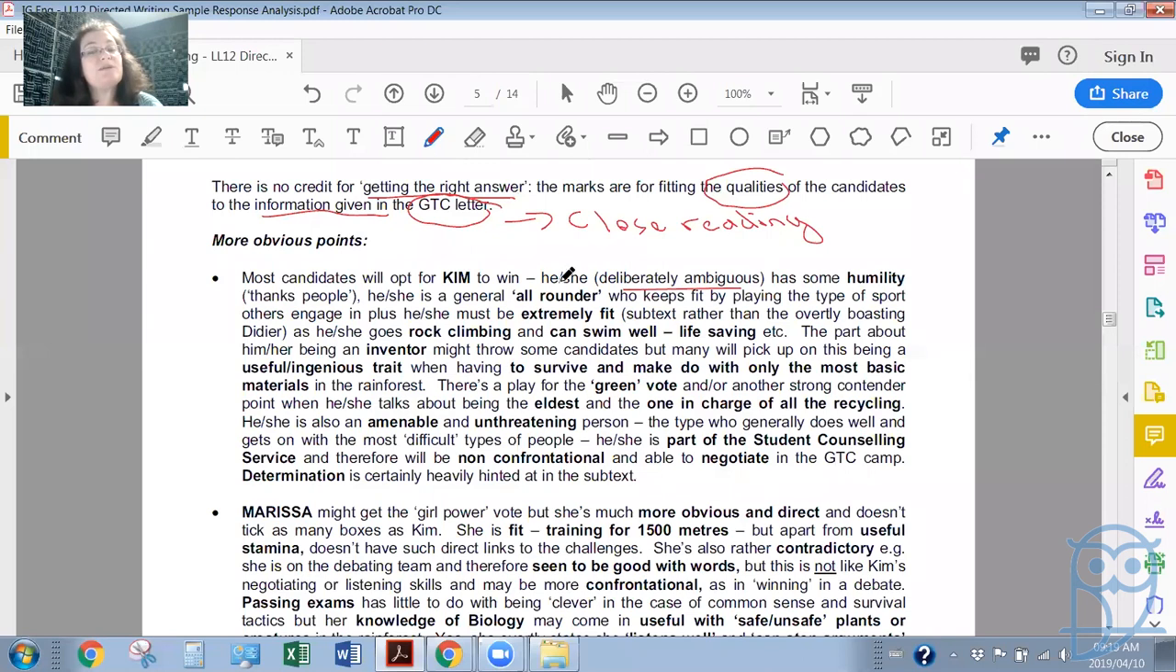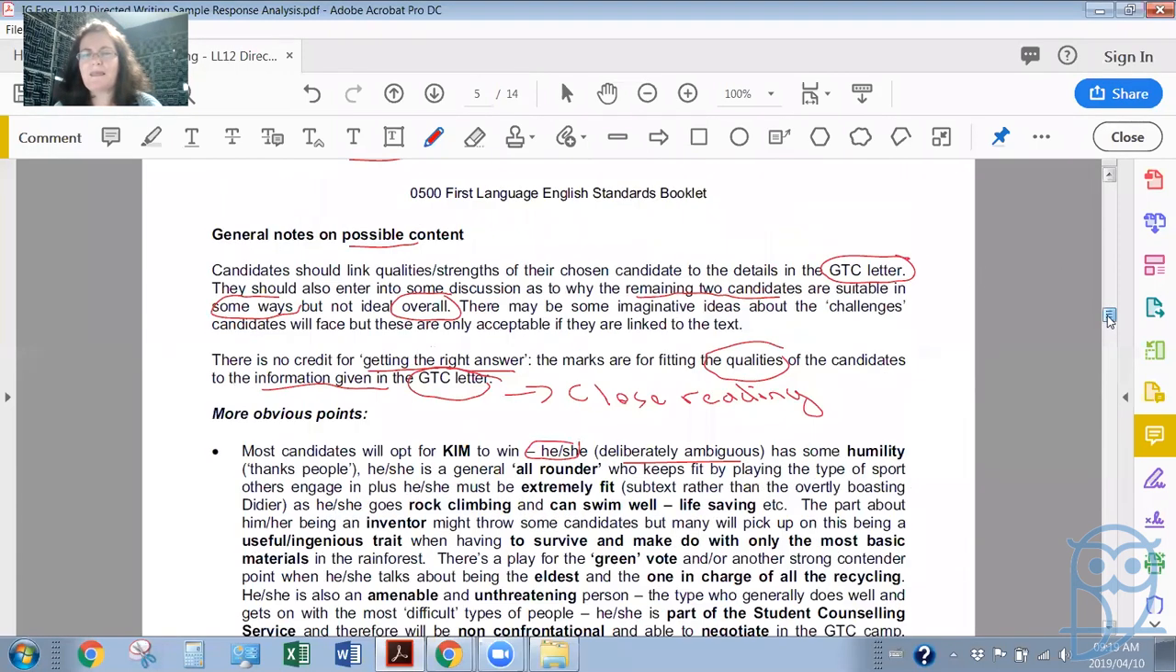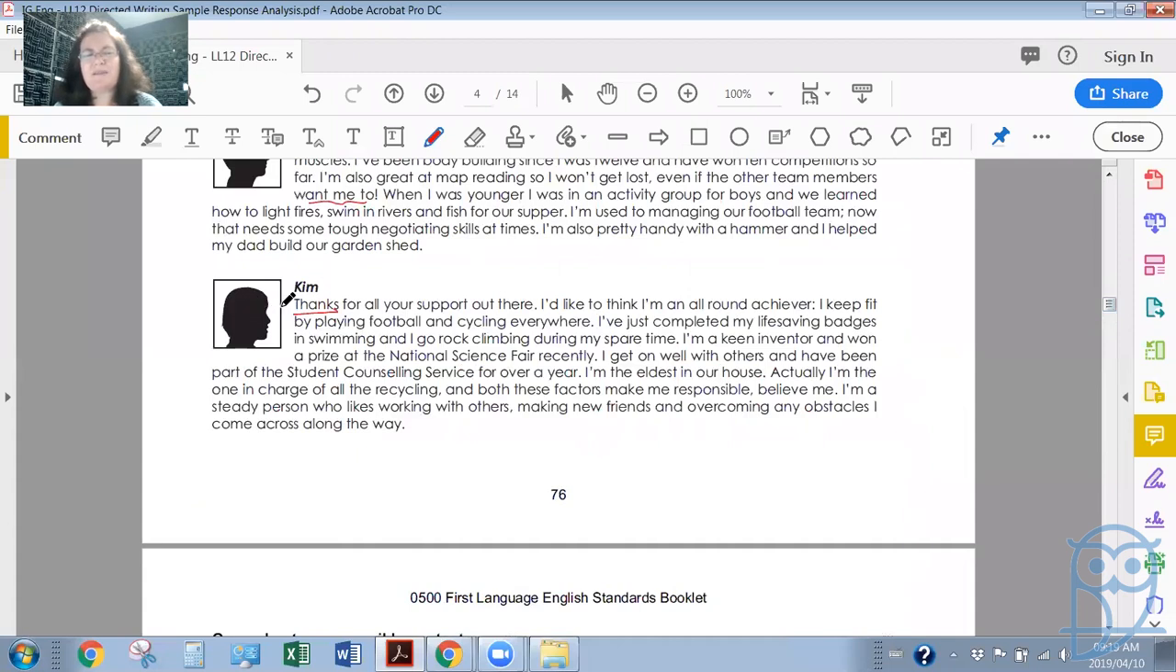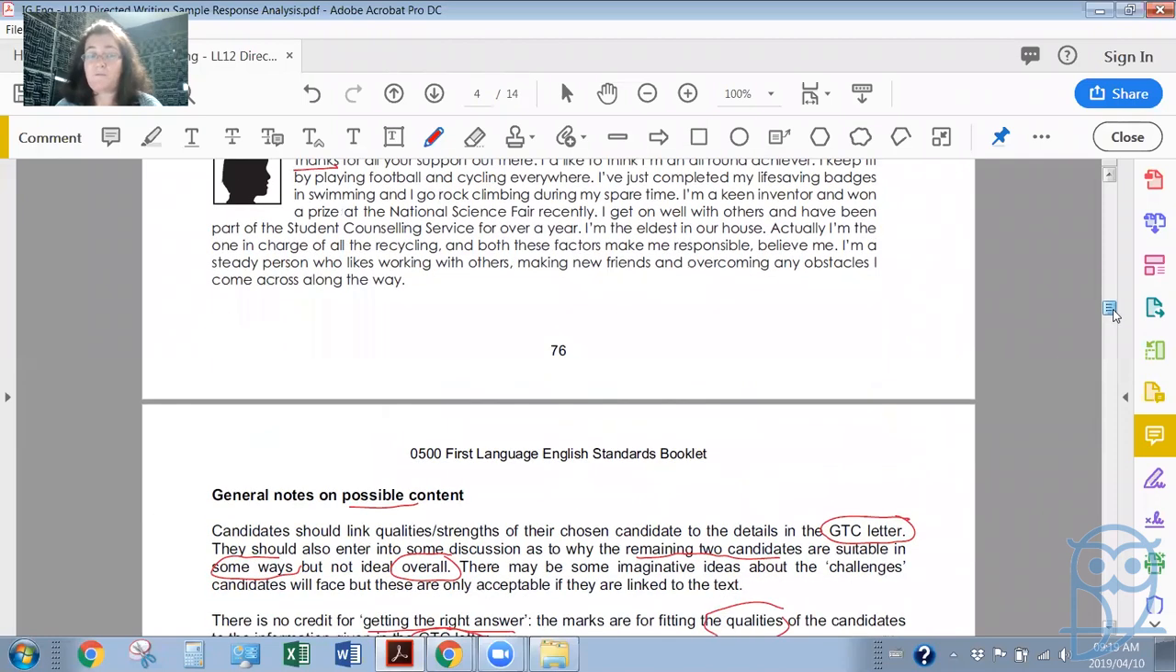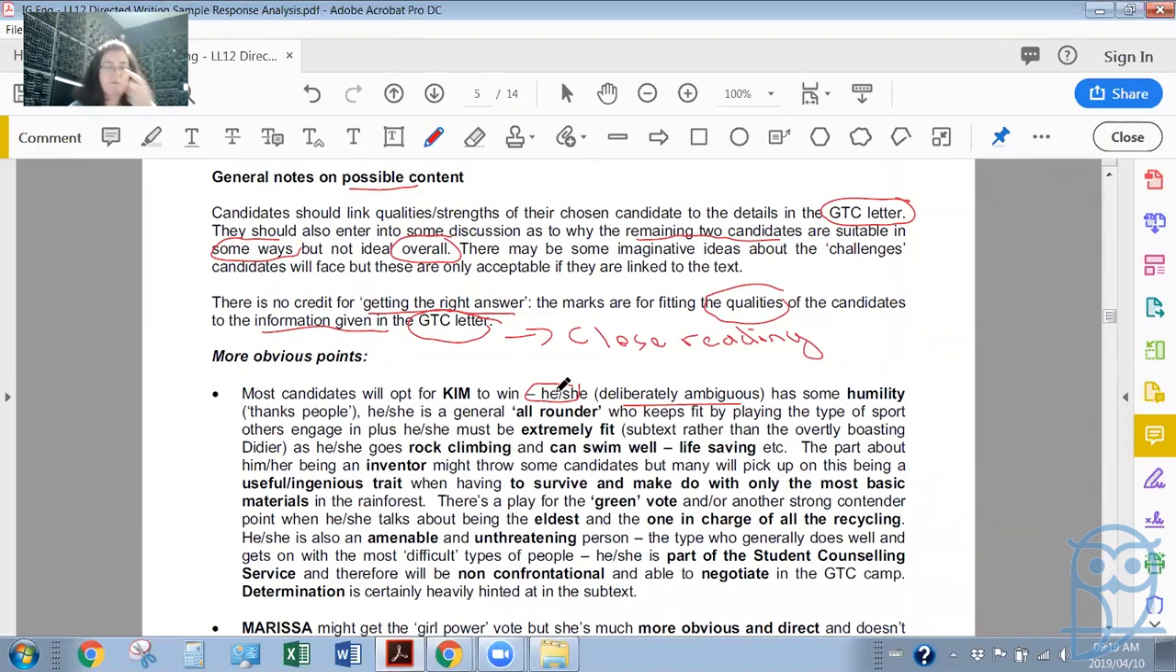Oh, okay, so maybe Kim was deliberately ambiguous, because when you do look at the picture, it's not that apparent that Kim may be male or female. Kim is a name that could be used for males or females. So most candidates will opt for Kim to win. He or she has some humility, thanks people. He or she is a general all-rounder who keeps fit by playing the type of sport others engage in. Thus, he or she must be extremely fit. And we get this from the subtext rather than the overtly boasting Didier, as he or she goes rock climbing and can swim well and does life-saving, etc. So all of these things are qualities that could help in the argument for Kim.